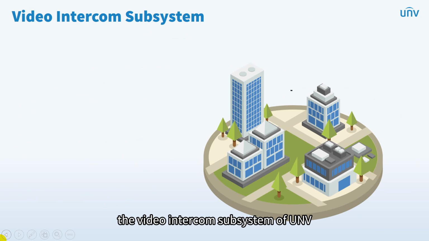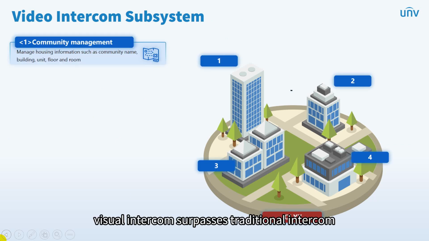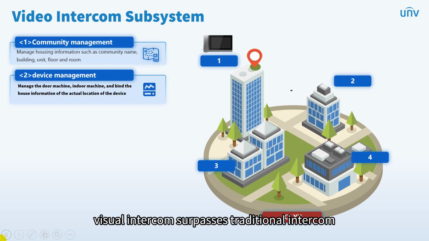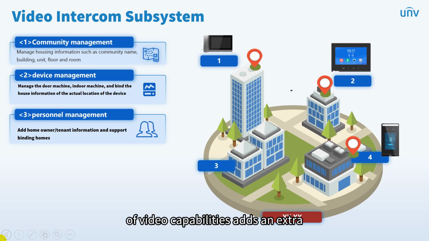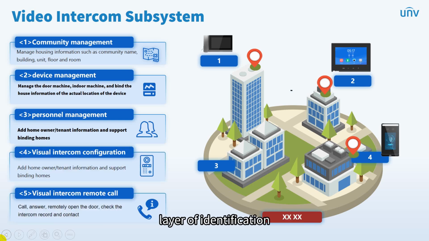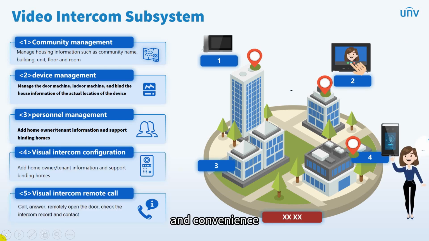The Video Intercom subsystem of UNV Guard allows you to manage staff dormitories or apartments in the park. Visual intercom surpasses traditional intercom by providing real-time visual communication, enhancing security. Its integration of video capabilities adds an extra layer of identification and convenience compared to traditional audio-only systems.